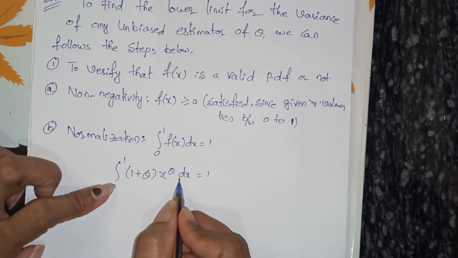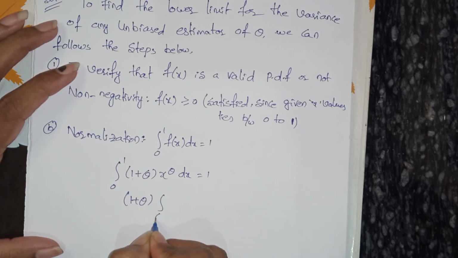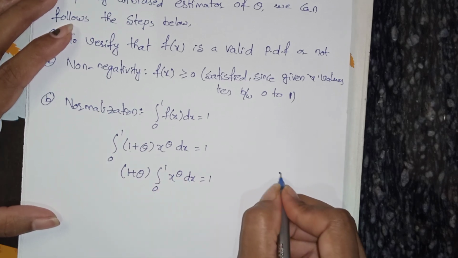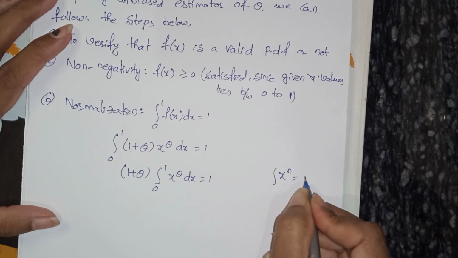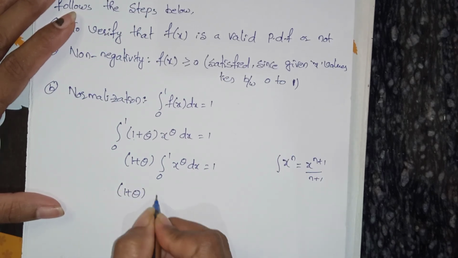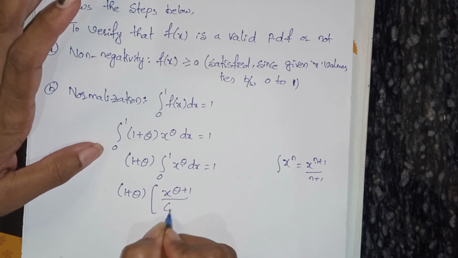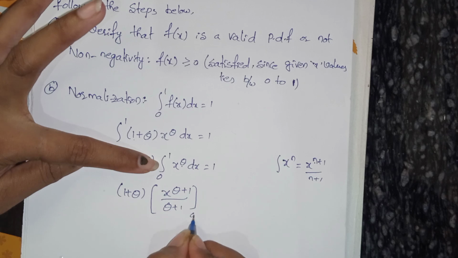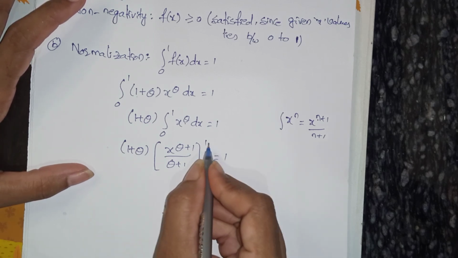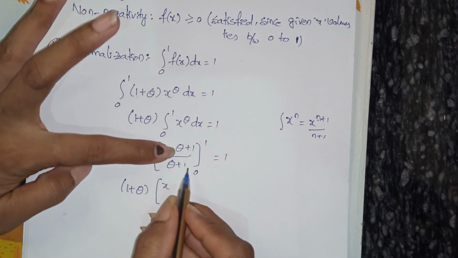Here we are integrating with respect to dx. That means 1 plus theta is a constant. So 1 plus theta times the integral from 0 to 1 of x to the power of theta dx equals 1. It is in the form of x to the power n, and the integral of x to the power n is x to the power of n plus 1 by n plus 1. So 1 plus theta into x to the power of theta plus 1 by theta plus 1, with limits 0 to 1, equals 1. Here we have to substitute the upper limit and lower limit. So 1 plus theta into x to the power of, here these are what?